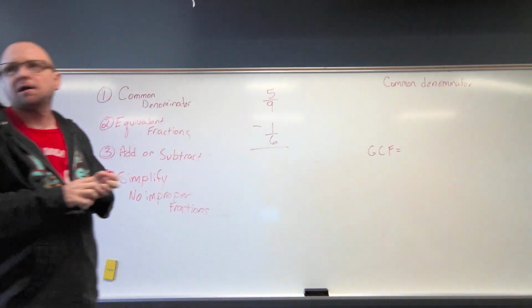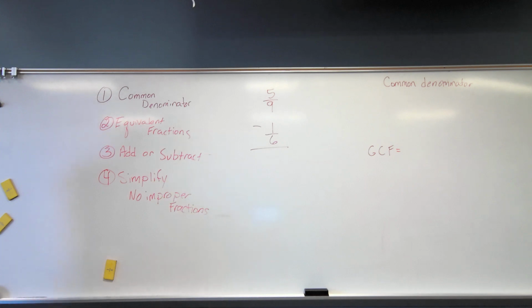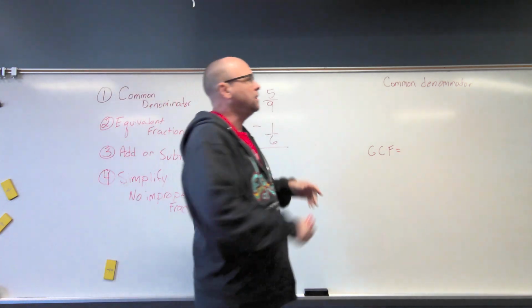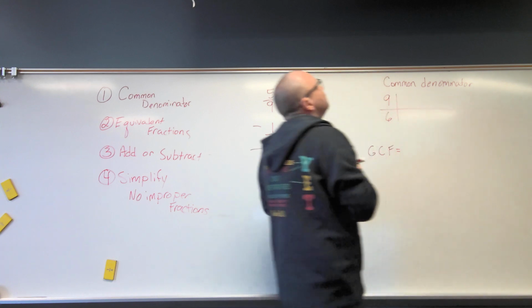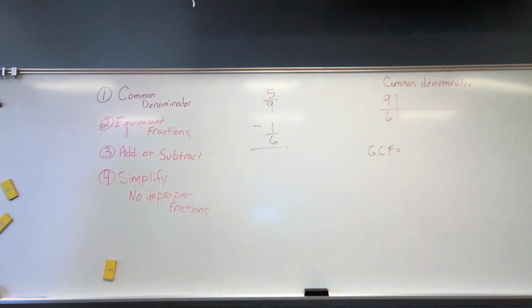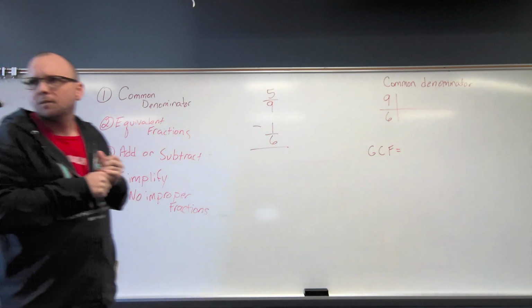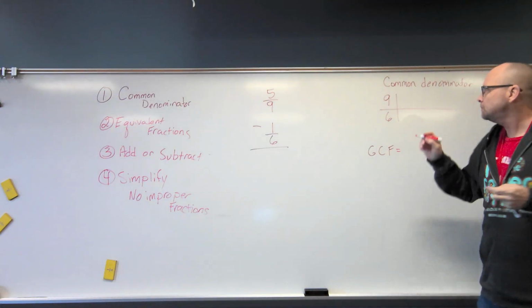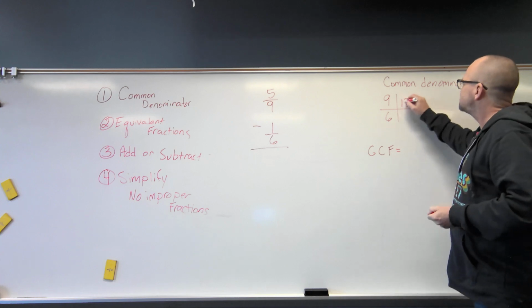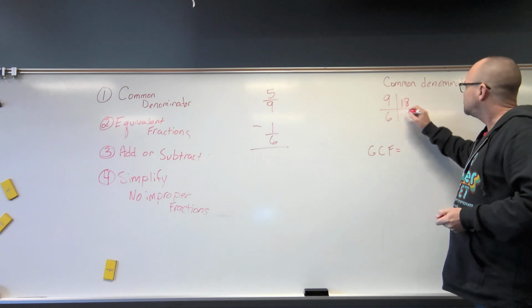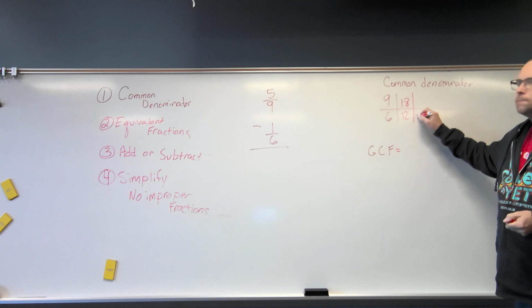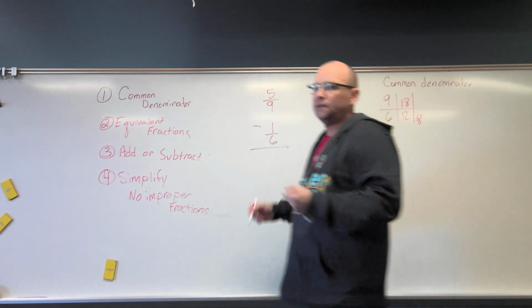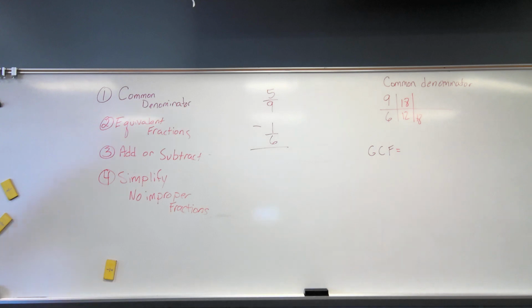Brianna, can I subtract those the way they're written? Why not, Brianna? They don't have the same denominator. So I have to find the common denominator for 9 and 6. Brianna, do you know what it is before we do all the common denominators? If not, that's fine. What's 9 times 2, Brianna? 18. 6 times 2? 12. 6 times 3? 18. They both have an 18. The first number they have in common is 18.